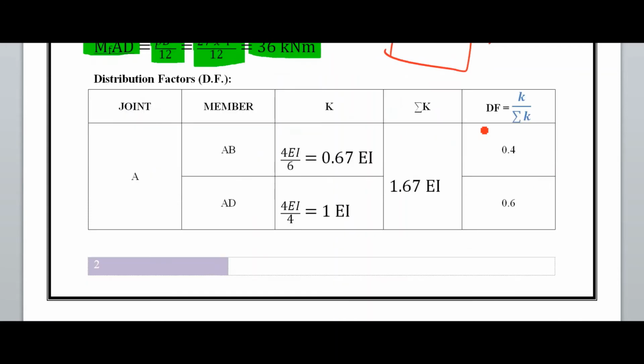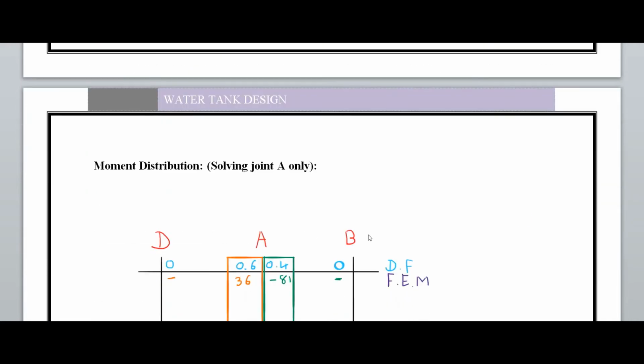Now we have to find the distribution factor for joint A, with members AB and AD. So K is 4EI by 6, which is 0.67 EI, and for the other member 4EI by L, which is 1 EI. The summation of both is 1.67 EI. DF is equal to K divided by sigma K. So the distribution factor for the AB member is 0.4 and for the AD member is 0.6.